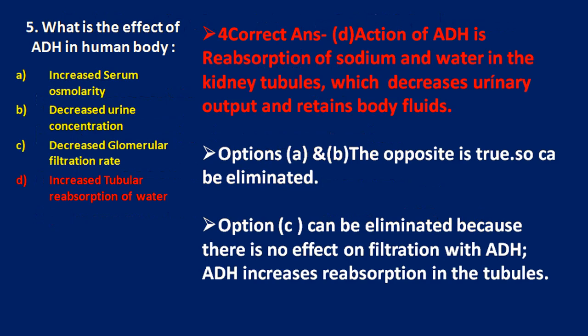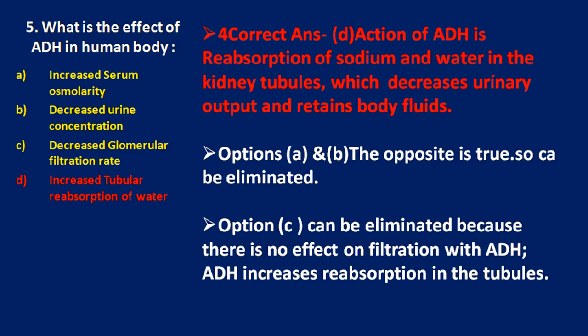Action of ADH is reabsorption of sodium and water in kidney tubules, which decreases urinary output and retains body fluids. Option A is increased serum osmolarity. But ADH causes water reabsorption, so osmolarity reduces. Option B is decreased urine concentration, but urine concentration is increased because water is reabsorbed, so urine becomes concentrated. So both A and B options can be eliminated.